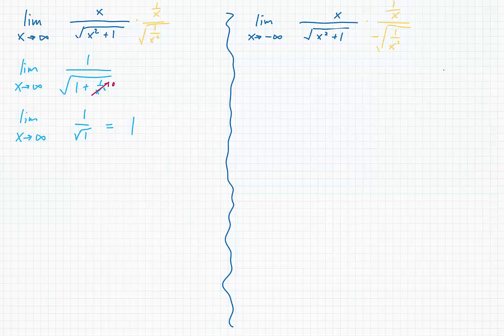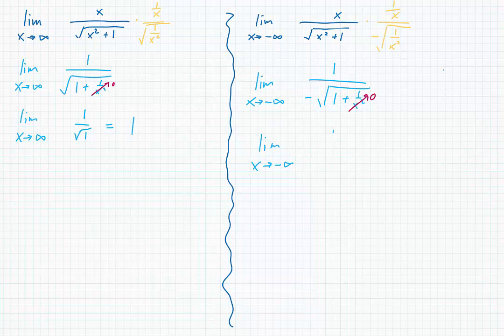So here's where things get a little bit different, and we just need to think our way through what's going on. We get the limit as x approaches negative infinity of 1 over negative the square root of 1 plus 1 over x squared. Now, just as before, the 1 over x squared goes to 0. So we end up with the limit as x approaches negative infinity of 1 over negative square root of 1, and that's negative 1.